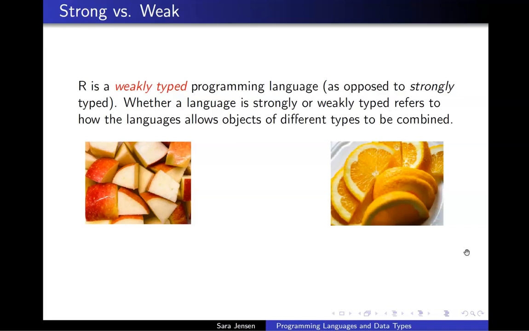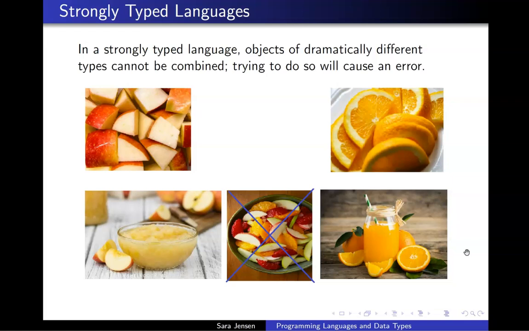Here is an analogy. We're just going to use apples as one type of thing and oranges as one type of thing. In a strongly typed language, it's perfectly acceptable to take multiple apples and combine them. Here, you could take multiple apples and combine them to get applesauce. It's perfectly allowable to take oranges and combine them. Maybe we want to make some orange juice. In a strongly typed language, however, taking these two very different things and trying to combine them into something like fruit salad is not allowed, and our computer will generate an error.